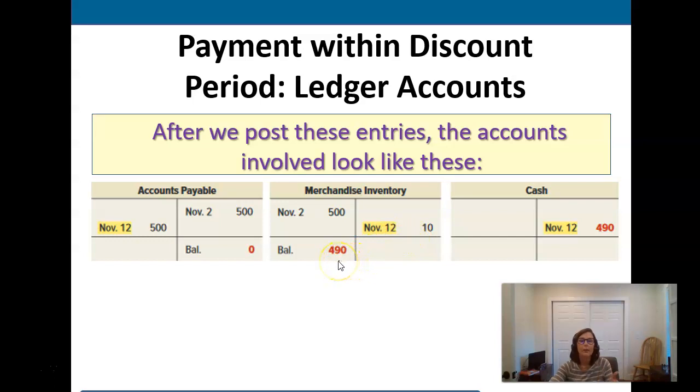If we look at it from a T account standpoint, this is what we see. We see our initial entry on November 2nd right here. So we've got our accounts payable of 500, our merchandise inventory of 500, and then lo and behold, here comes the 12th where we're going to pay it. We need to wipe out the balance because we're not going to owe any money even though we haven't paid them the full 500. And then we're going to credit the merchandise inventory. This makes the balance in our merchandise inventory $490. And then we're going to pay them the $490 that we owe them.